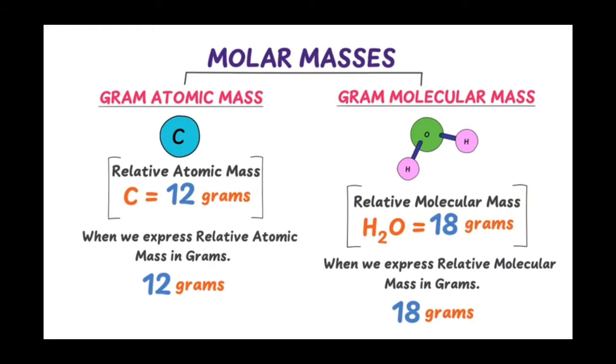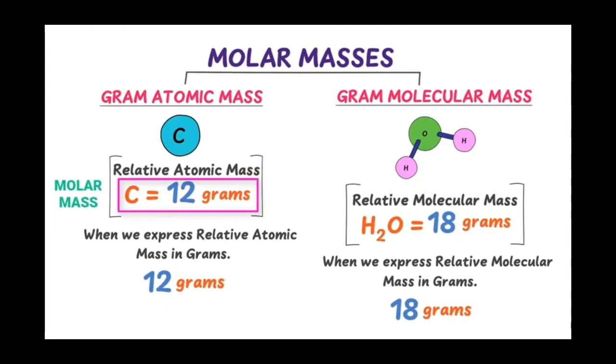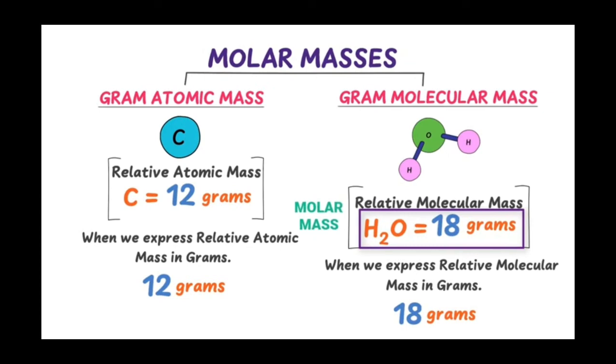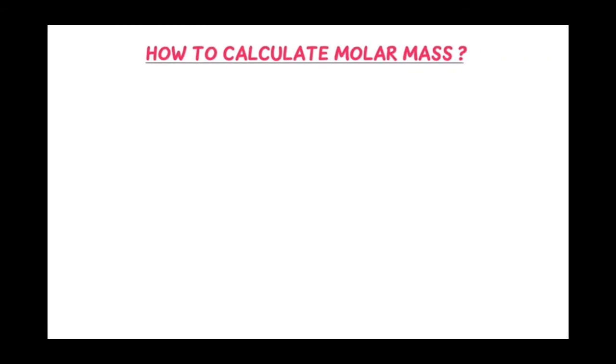Gram atomic mass and gram molecular mass are called molar masses. For example, if the gram atomic mass of carbon is 12 grams, it is also known as the molar mass of carbon. In the same way, if the gram molecular mass of water molecule is 18 grams, it is also known as the molar mass of water. Now, let's learn how to calculate molar mass.